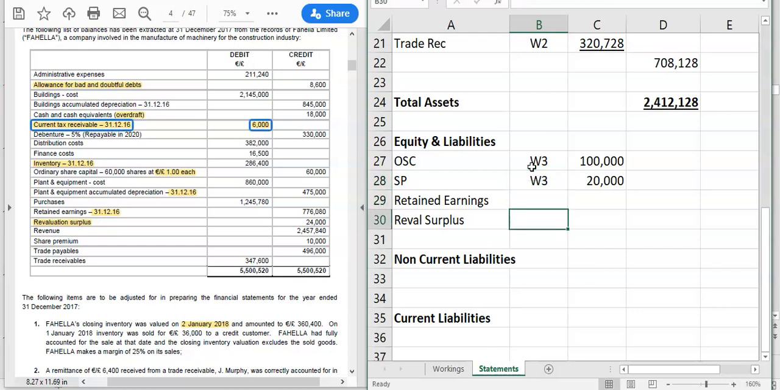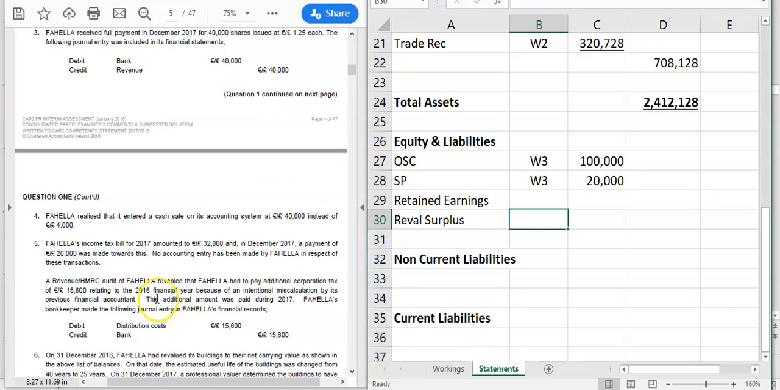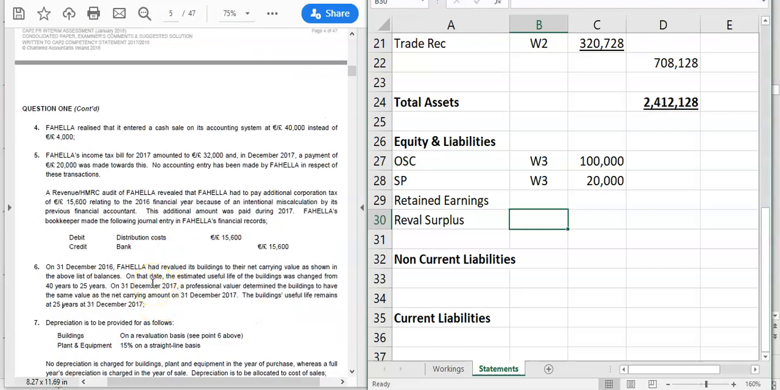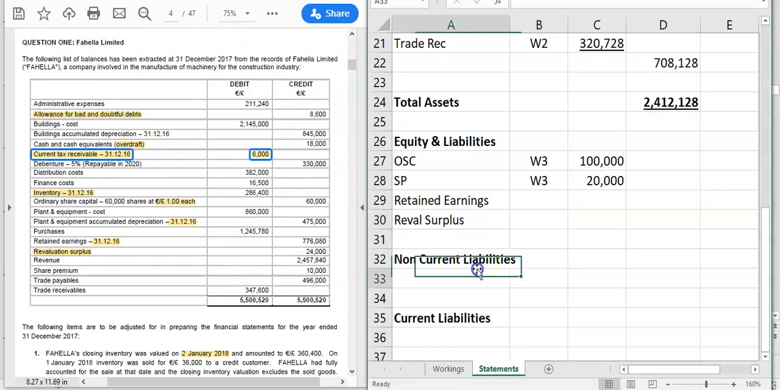Revaluation surplus actually didn't change because when we were revaluing it, we only ever revalue to the carrying amount. So it's an unusual revaluation policy. So that means there's never going to be a reval gain or loss because the reval amount is always the same as the carrying amount. It's quite unusual, but popular enough with the examiner at the interim assessment. So that's just from the trial balance, 24,000.